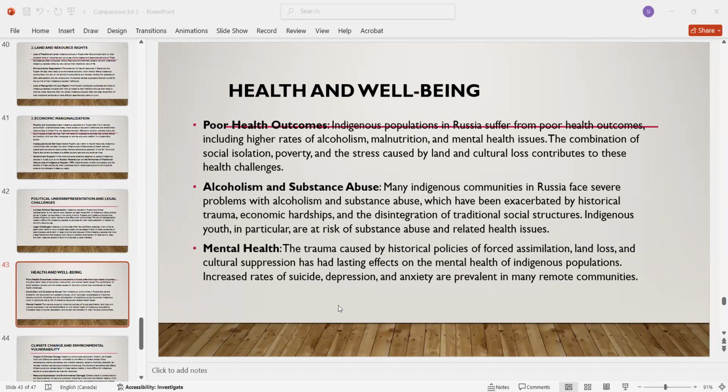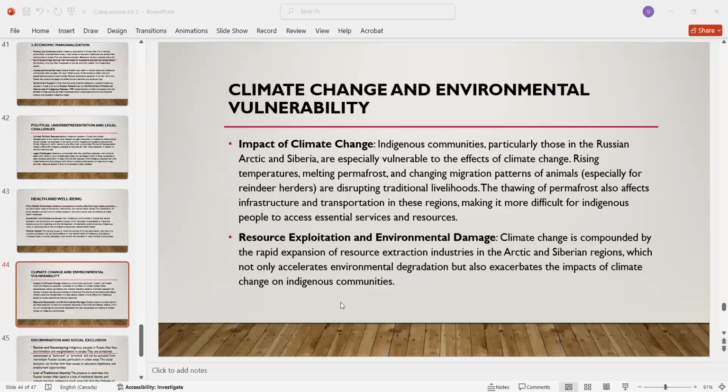And mental health, the trauma caused by historical policies of forced assimilation, land loss and cultural suppression has had lasting effects on the mental health of the indigenous population. So increased rates of suicide, depression and anxiety are prevalent in many remote communities. So they are not happy. And they realize the discrimination, and even their own things they can't own. So mentally, they are not well.